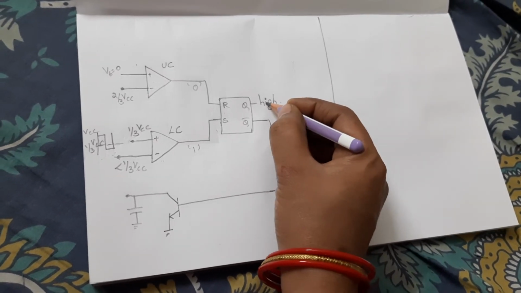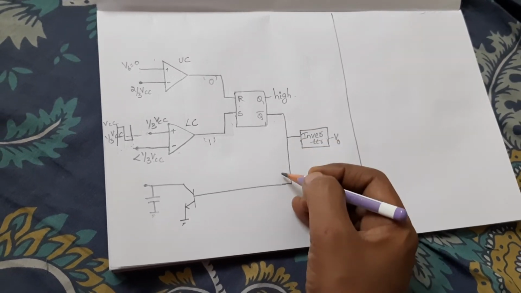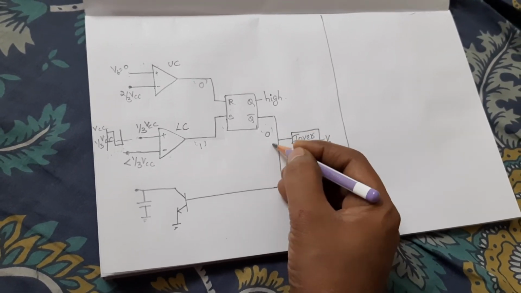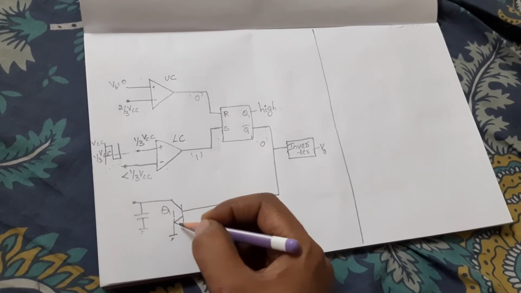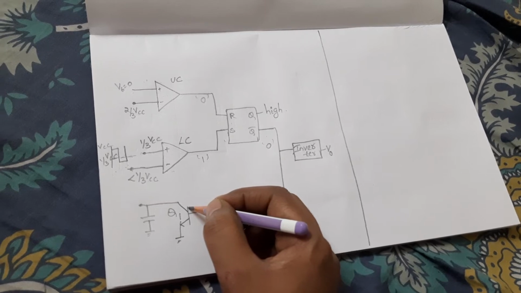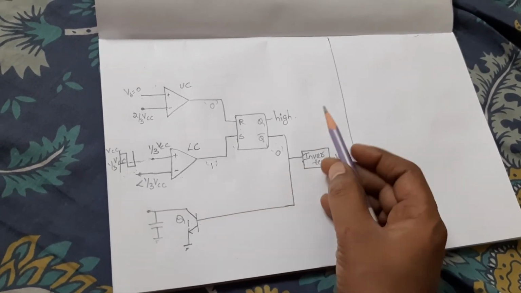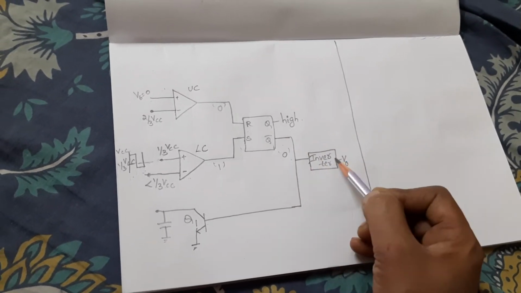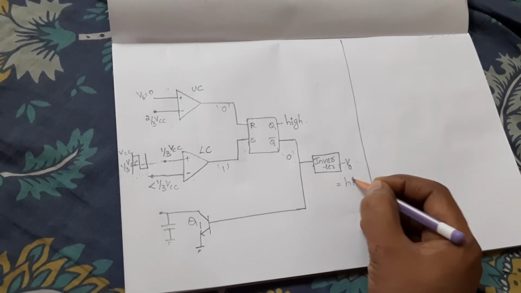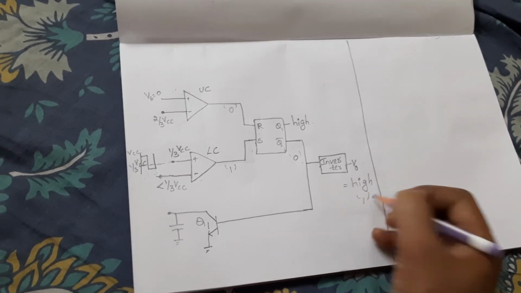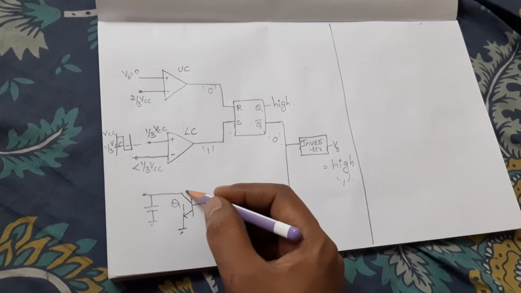So if Q is high, Q bar is 0. Q bar is 0, and this 0 is applied to our transistor Q1. So this transistor will be switched off, that is, open. And whenever Q bar is 0, our inverted output will be high. High means 1. So 0 means the transistor is off.